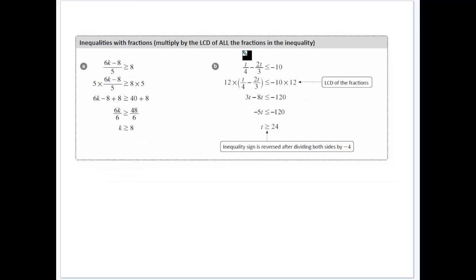With fractions, as we've said before, multiply by the lowest common denominator of all of them. So the lowest common denominator is 5 here, so multiply everything by 5. Solve our inequality. It doesn't change because we're not multiplying by a negative. This one we multiply through by 12 because that's the lowest common denominator. So solving those fraction equations like we've done before, collect our terms, we're dividing by a negative, so our sign changes. So we keep looking to do that.